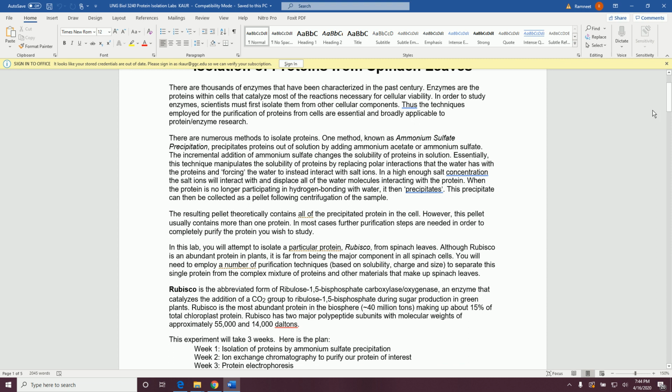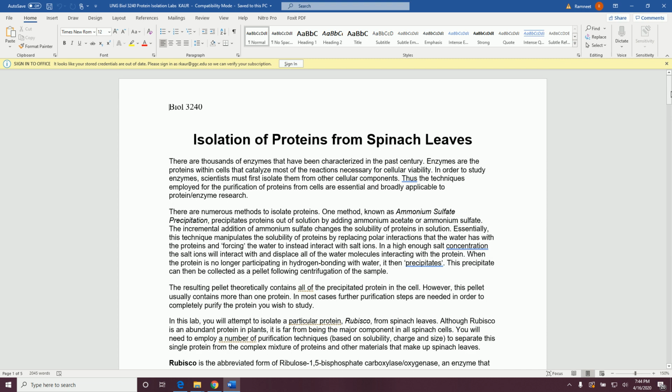Basically, this lab is about the isolation of the protein from spinach leaves, and the specific protein we are isolating is rubisco. This project is divided into 3 weeks. In the first week, we isolate proteins using the method called ammonium sulfate precipitation. This technique helps us in isolating the proteins from the spinach leaf. In the spinach there are different kinds of proteins, but our interest lies in isolating rubisco.